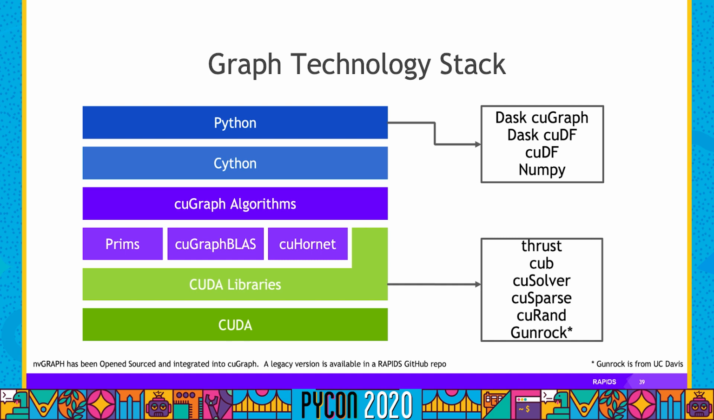Just an important note, NVGraph previously was closed source. Because we get this question a lot: NVGraph has been open sourced, and NVGraph has been integrated into cuGraph. There is a legacy version of NVGraph still available to you on the Rapids GitHub repo if you want that.